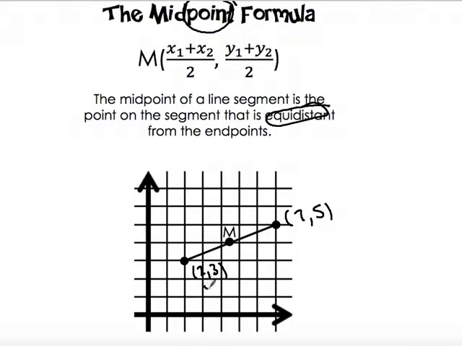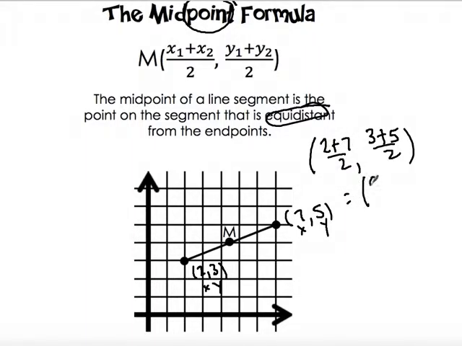I need to know my x's and my y's. Remember, x's are always first, followed by y's. To find out what that midpoint was, I would say 2 plus 7 divided by 2, and 3 plus 5 divided by 2. So take my x's, 2 and 7, add them together, divide by 2. Take my y's, 3 and 5, add them together, and divide by 2. I can keep going. 2 plus 7 gives me 9 divided by 2, and 3 plus 5 gives me 8 divided by 2.